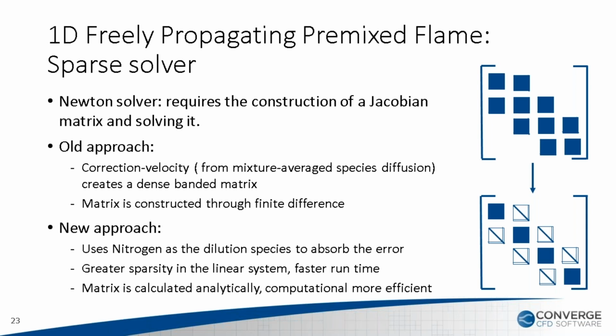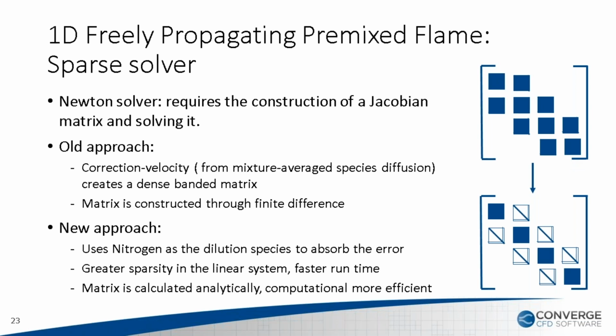And then the old approach to construct a matrix: usually if you have mixture average species diffusion turned on, we use a correction velocity to keep the species mass fraction sum up to 1. But the issue with this is that it creates a dense banded matrix. Shown on the left here, you can see it is a banded matrix, but each of the bands is really dense. And the matrix is constructed through finite difference, so that's quite slow.